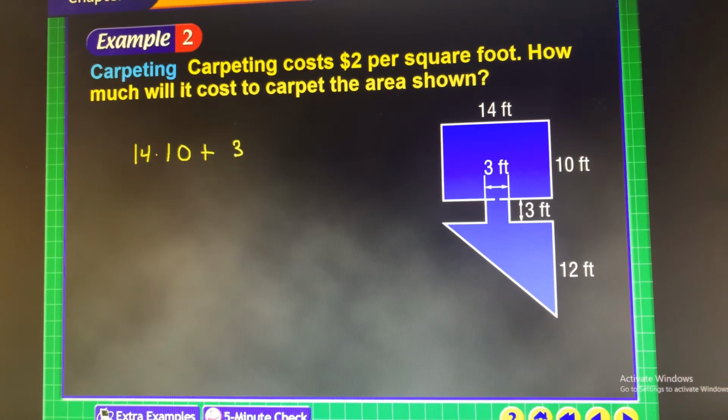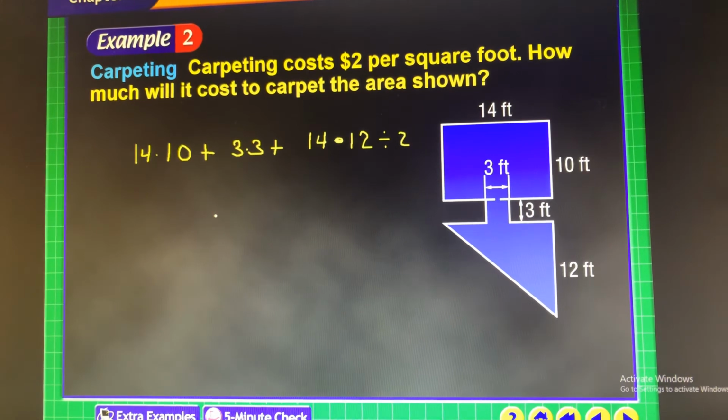Plus 3 times 3 plus triangle is base. What is the base? Right, it's 14. It's the same measurement of this. Times the height, which is 12. And the whole thing divided by 2 because it's a triangle. It's half of a square.